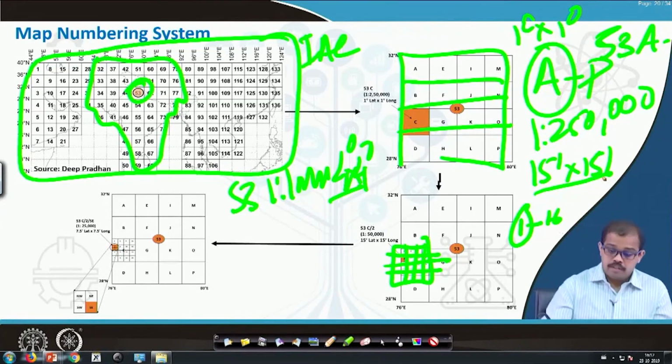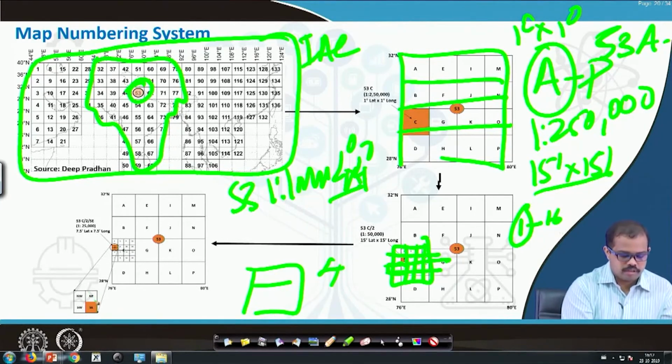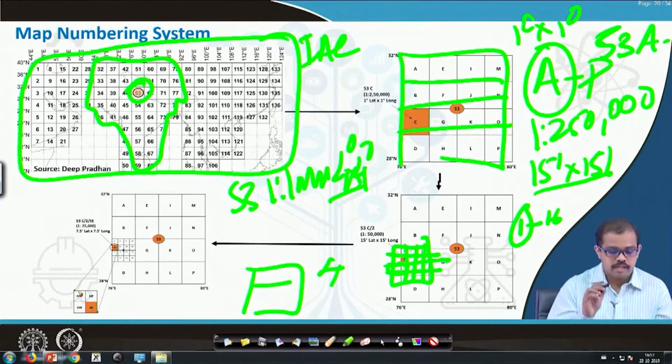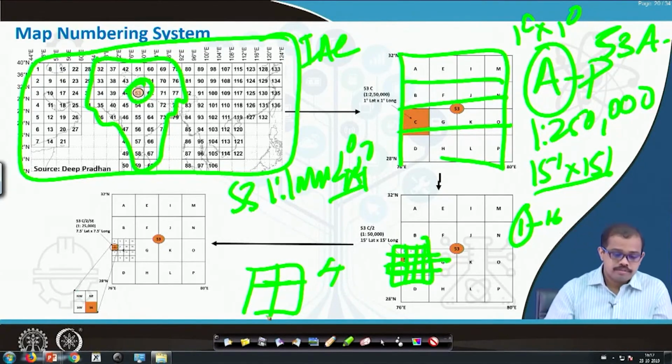Now any one of these cells from 1 through 16, let us consider 4, is then divided into northeast, southeast, northwest and southwest. This represents a 1 is to 25,000 map, which is 7.5 minutes by 7.5 minutes. So that is nothing but a 1 is to 25,000 map. This is how the representation is done.